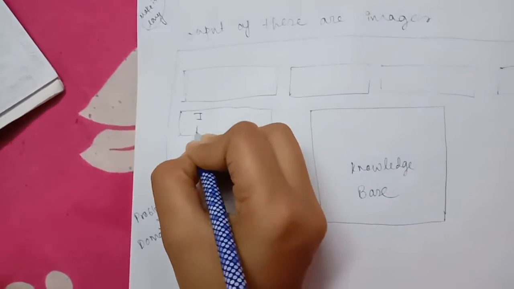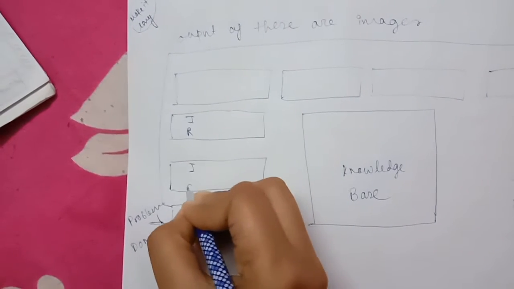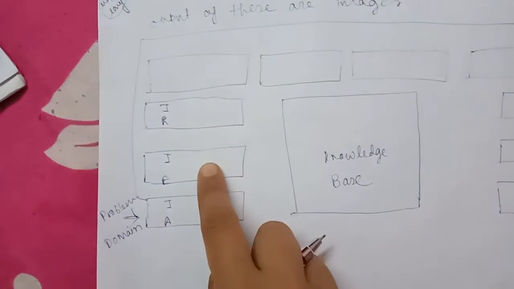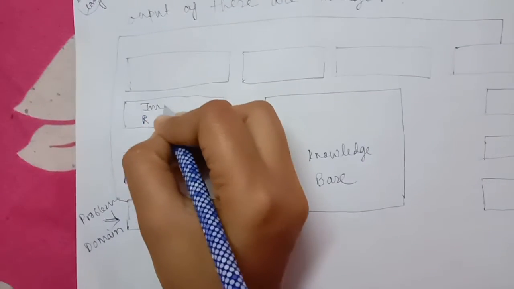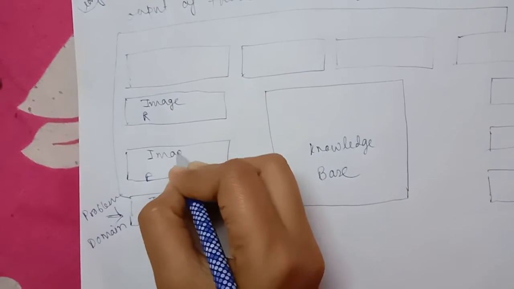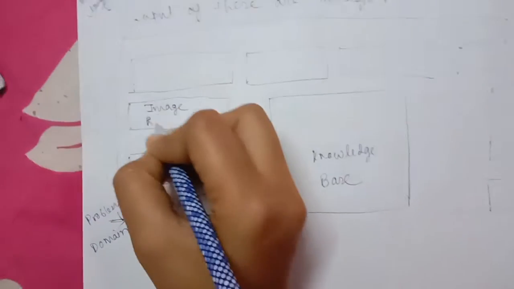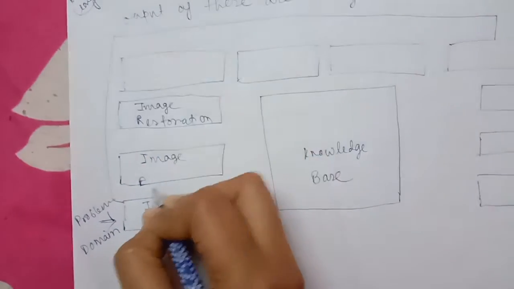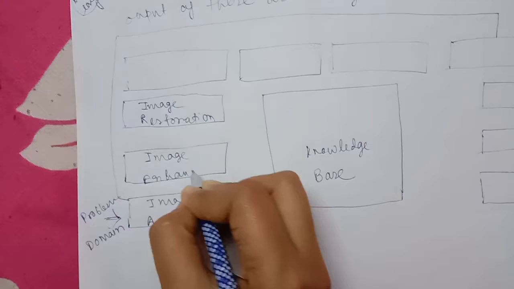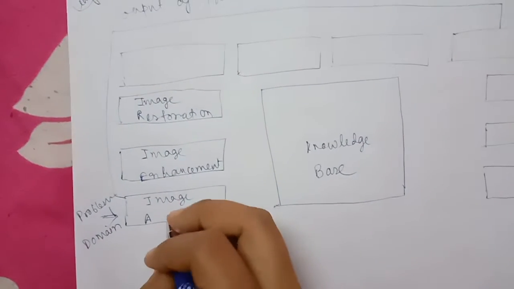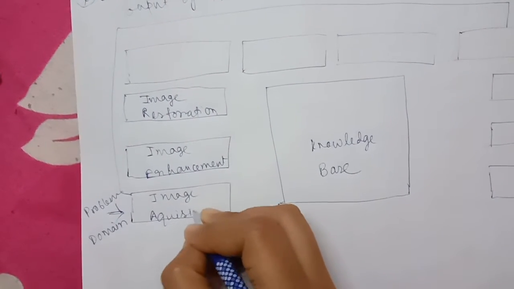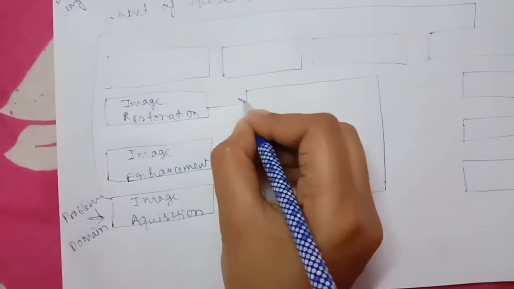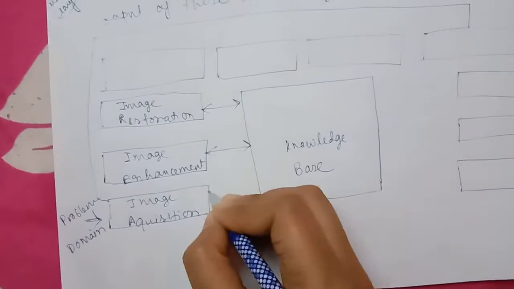Write IRIEIA. This I is image. R for restoration. E for enhancement. A for acquisition. These three boxes are done. You have to draw arrows like this.